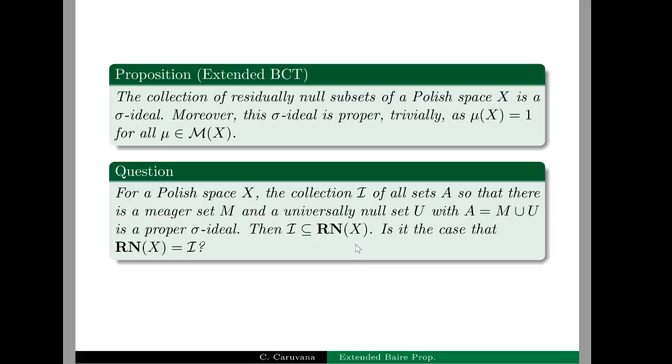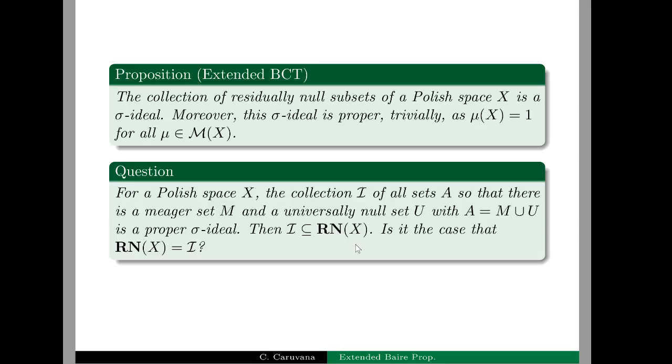I've shown that residually null sets contain universally null sets and the meager sets. Is it the case then that the residually null sets are just unions of universally null sets with meager sets? Why might that be the case? The examples that one usually would think of, besides meager sets, are perhaps a Luzin set, if you've heard of this. It's the universally null set which is non-meager.